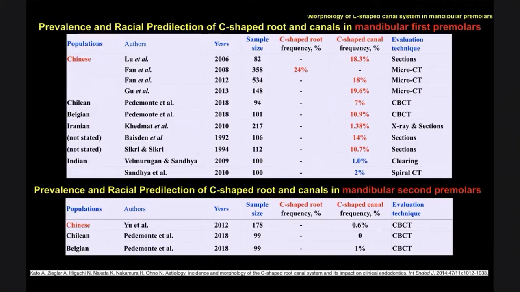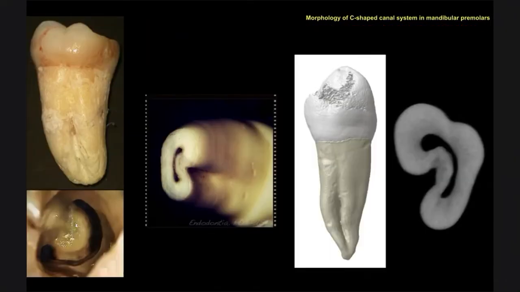In 2012, Dr. Yu reported that the prevalence of C-shaped canal in mandibular second premolars is 0.6%. So, what kind of root may have C-shaped canal? C-shaped canals are typically found in teeth with fused roots, presenting with longitudinal grooves on the root surface. This kind of root is named C-shaped roots.